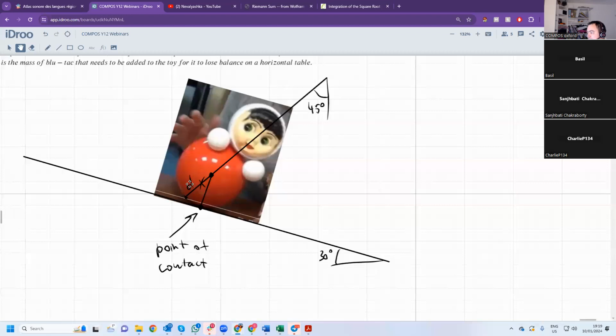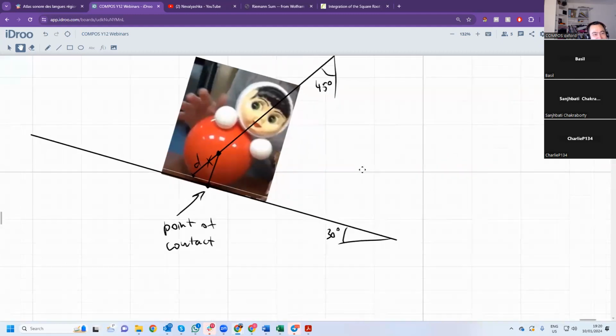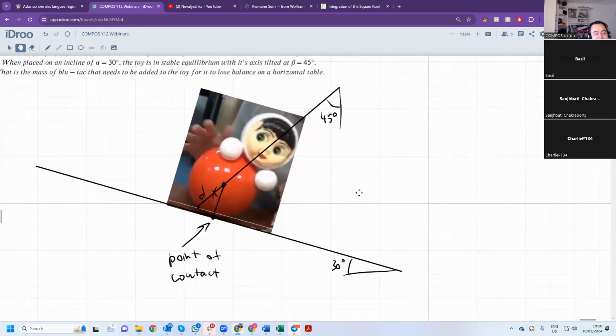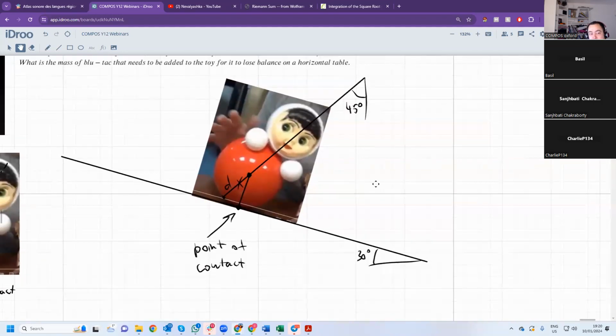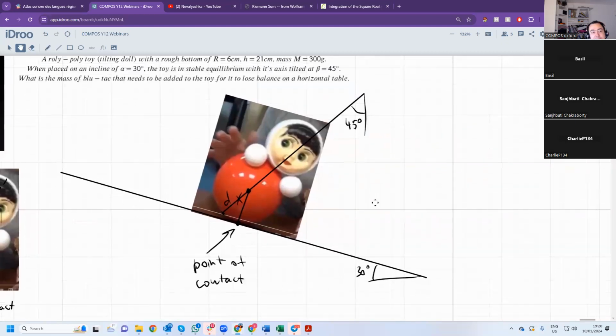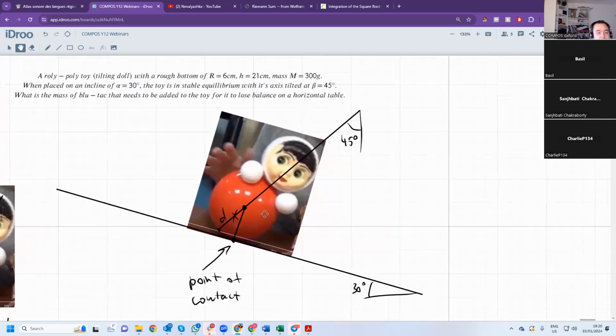Now, because the toy is in equilibrium, where is the center of mass with respect to the point of contact? If we cut the toy's head off, the center of mass moves. Yes. Yeah, I was scared enough by the toy itself. Now you want to cut its head off. Where is the center of mass with respect to the point of contact? Have a think about it.